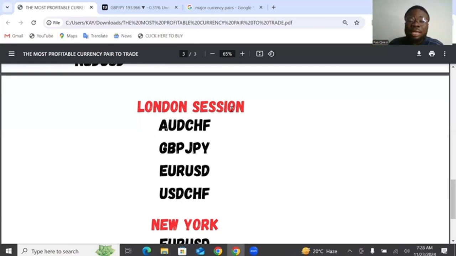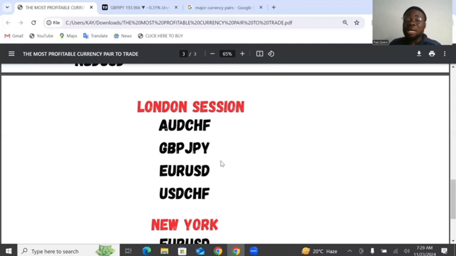So when it comes to the London session, we have the Australian dollar and the CHF. The Australian dollar is closed during the London session, but the CHF is open and very active. Their financial market hubs are open in Switzerland, so they dominate during that time. You can trade such a currency pair. And you have GBP JPY. GBP is dominating during the London session, while the JPY market is not active during the London session.